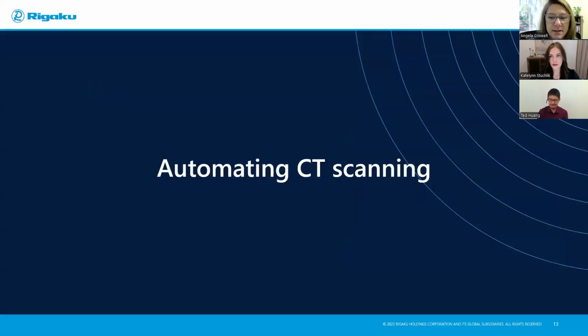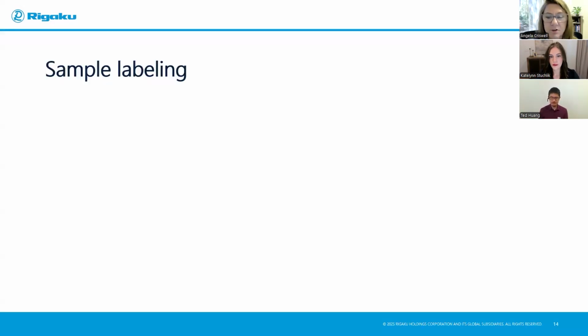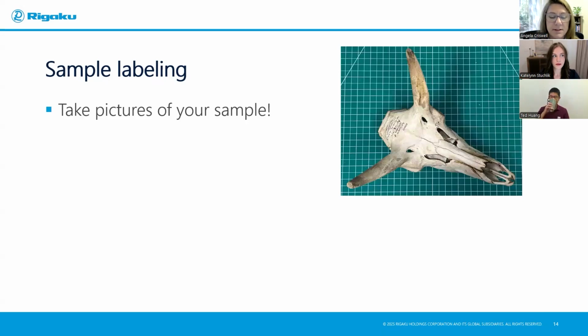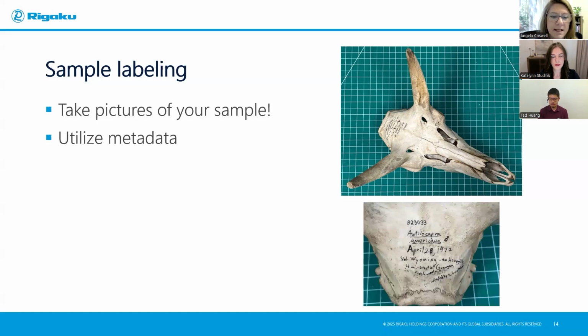So first, let's address the question of automated CT scanning. And I would argue that the first step you should think about is labeling your samples. Keep in mind that at the end of all of this process, you may have tens or hundreds of scans, and a sample label is important. So is a picture of your sample. Always take a picture of your sample, even if you don't have metadata. Sometimes the general characteristics in your photo you can match up to the scan eventually. And of course, all metadata matters.